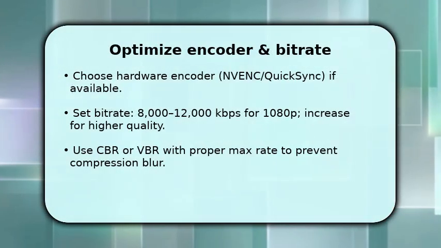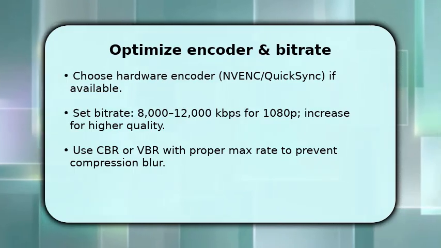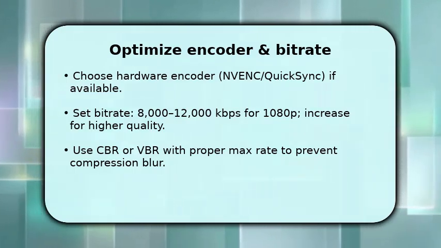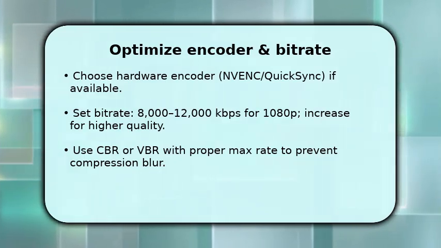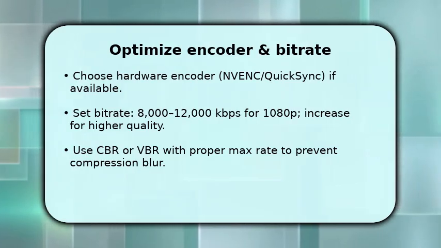Once your canvas and sources are correct, focus on how OBS compresses frames. Pick a hardware encoder like NVENC or QuickSync when possible. They offload work and preserve sharpness.